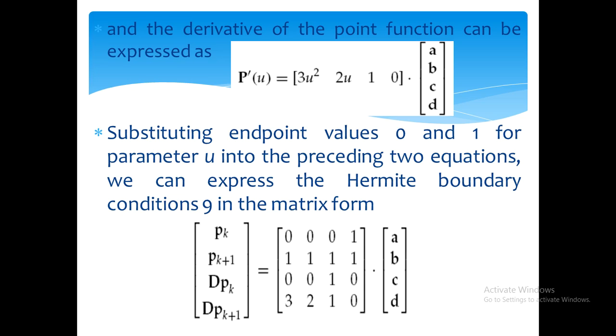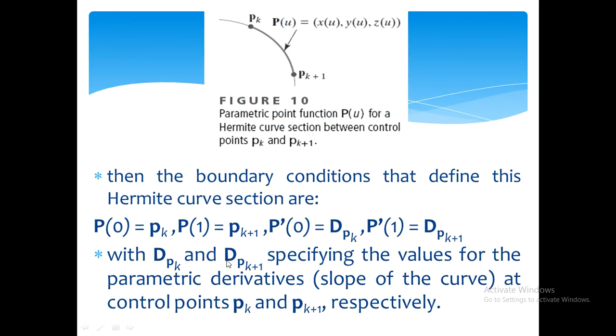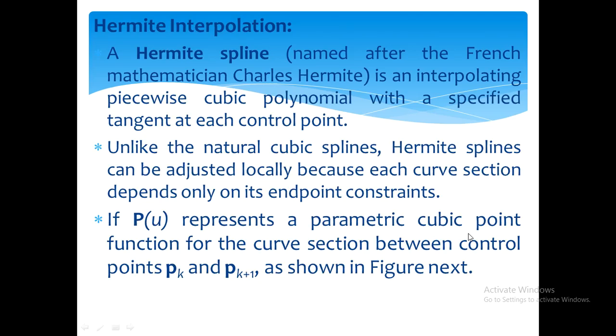we have p0, p1, then the first order derivative of p0, then the first order derivative of p1, times a, b, c, d. Substituting the endpoint values 0 and 1 for parameter u into the preceding two equations, we can express the Hermite boundary conditions, equation 9, in matrix form.